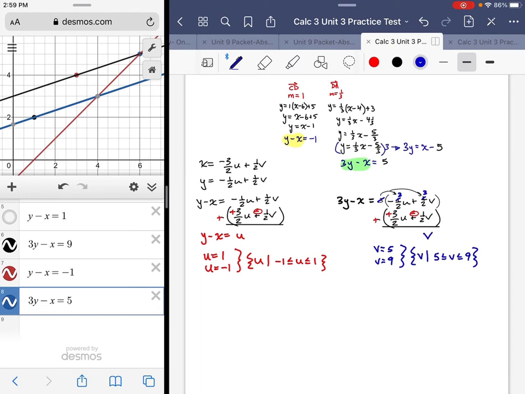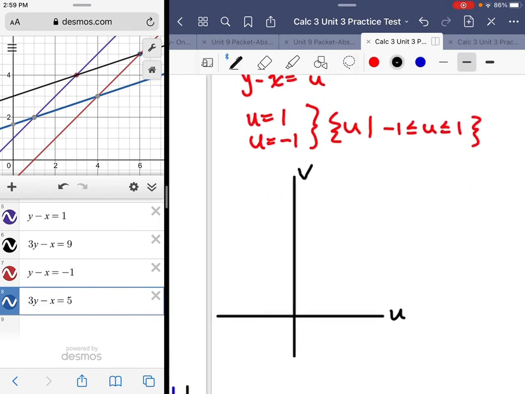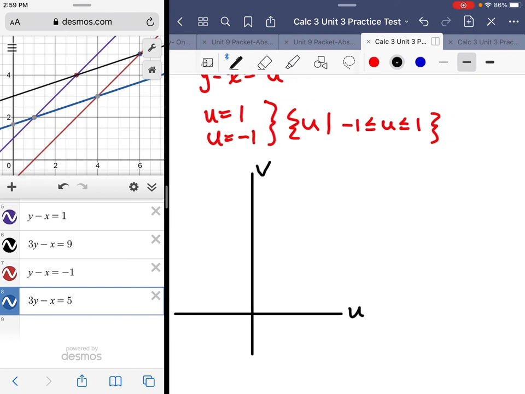That's great news, because we just took something that was a parallelogram in the xy coordinate system and transformed it into the uv coordinate system. Still 2 dimensions. u is going to go from negative 1 to 1.